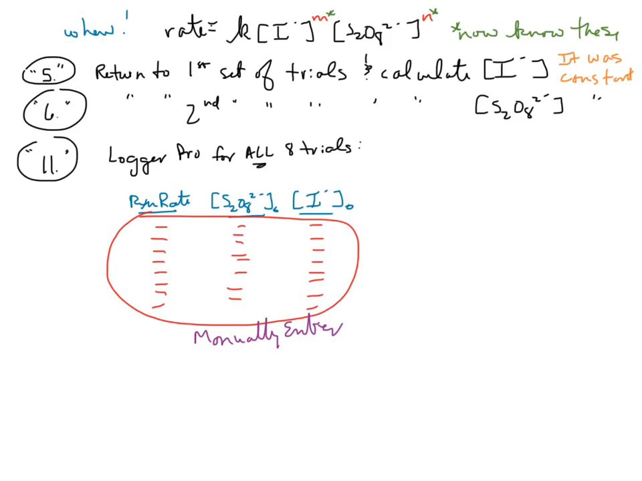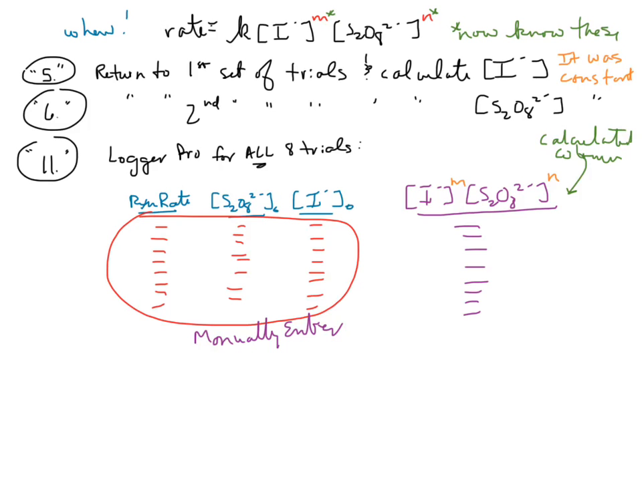Then you're ready for Logger Pro. And everything in red here, you kind of see 8 lines. There's supposed to be 8 lines there. So you'll have 8 trials, and you already did the reaction rates, so jot those down in the first column. By now, you should know the initial concentration of peroxydisulfate for all 8 trials, the initial concentration of the I- for all 8 trials.